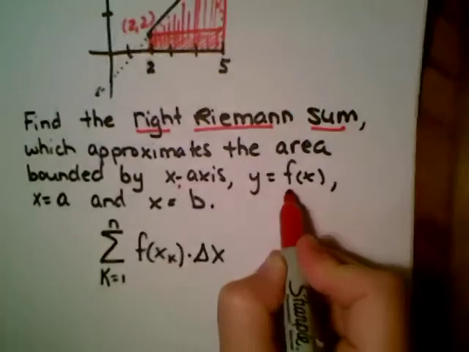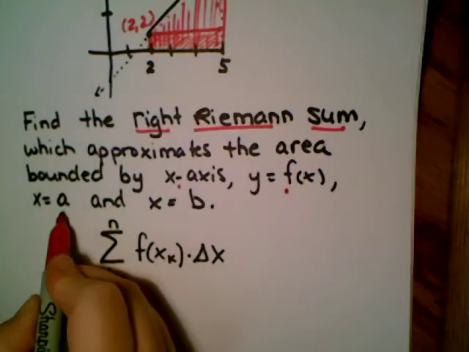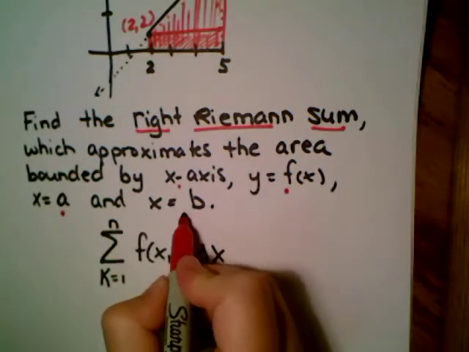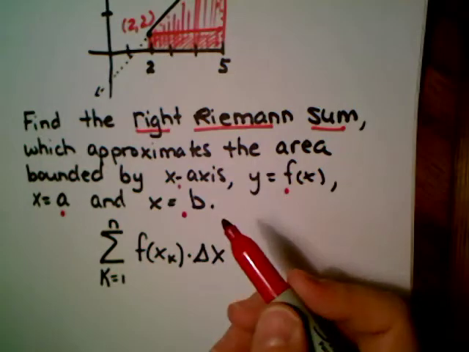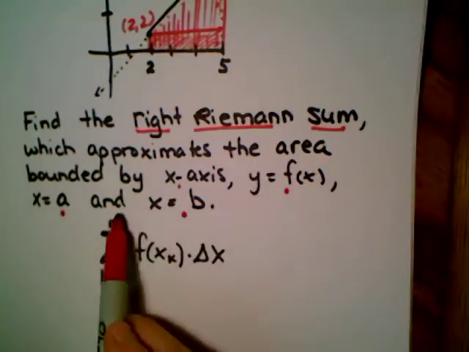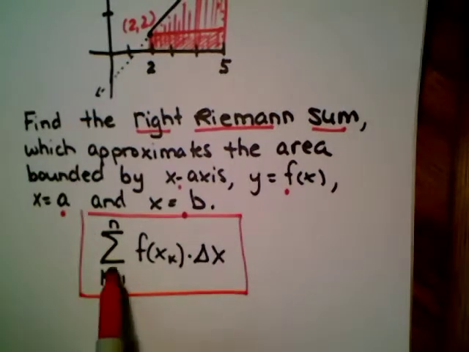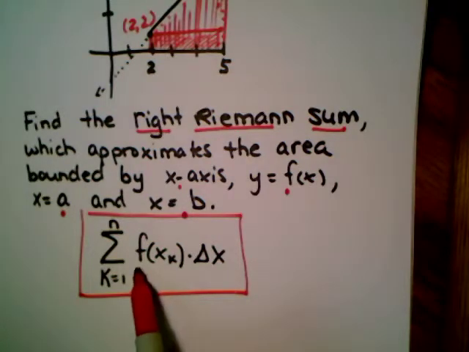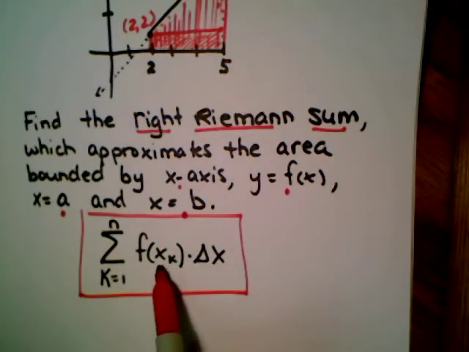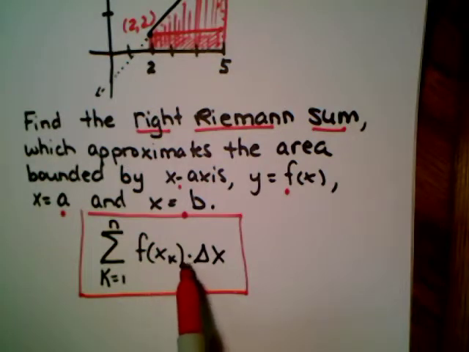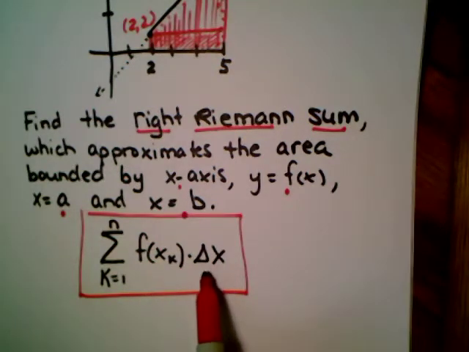But our focus today is finding the right Riemann sum, which approximates this area, and the area is bounded by the x-axis, the function we're given, the vertical line x equals a, and the vertical line x equals b. We need to write down this expression with summation notation, k equals 1 to n, where k is the counter. We'll have the height of the rectangle, f evaluated at x sub k, times the width of the rectangle.